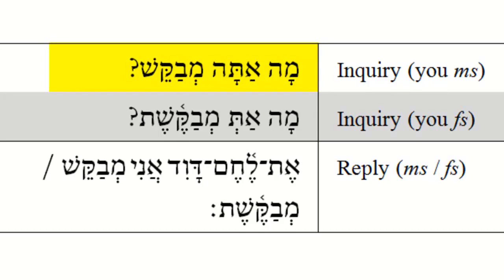Ma ata mevakesh. That's the masculine form. If the person you're addressing is a woman, use this instead. Ma at mevakeshet.